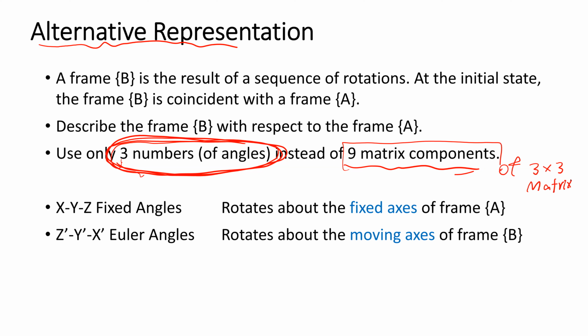Before jumping to the next page, imagine that we have the frame A, which is the global frame, the original frame. And we have one arbitrary frame B. And of course, the frame B is different from the frame A. The frame B shares the origin with the frame A, and it is put at the same position in the beginning.